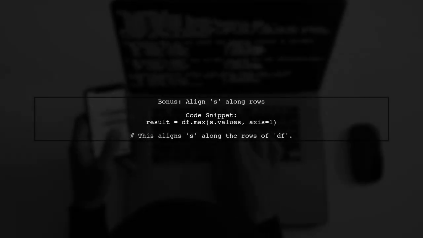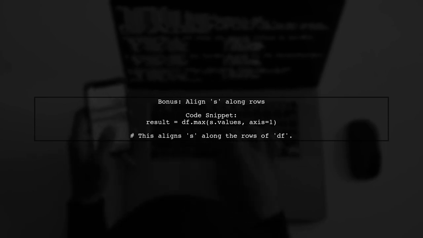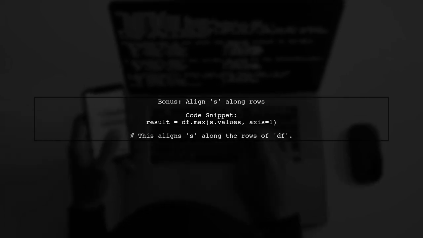For the bonus question, if you want to align the series along the rows of the data frame, you can use the same max method but transpose the series first.